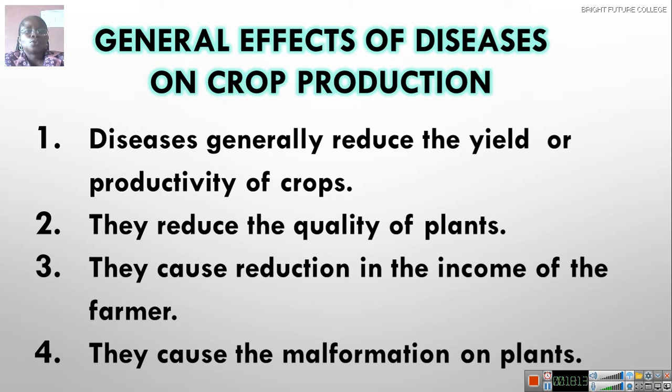Let's go to the general effects. What are the effects of these diseases, be it viral disease, fungal disease, bacterial disease, nematode disease, or even nutrient deficiency, on crop production? Number 1, disease generally reduces the yield and the productivity of the crops. That is one general effect. It causes a lot of harm to the farmer by reducing the yield or productivity of the crops.